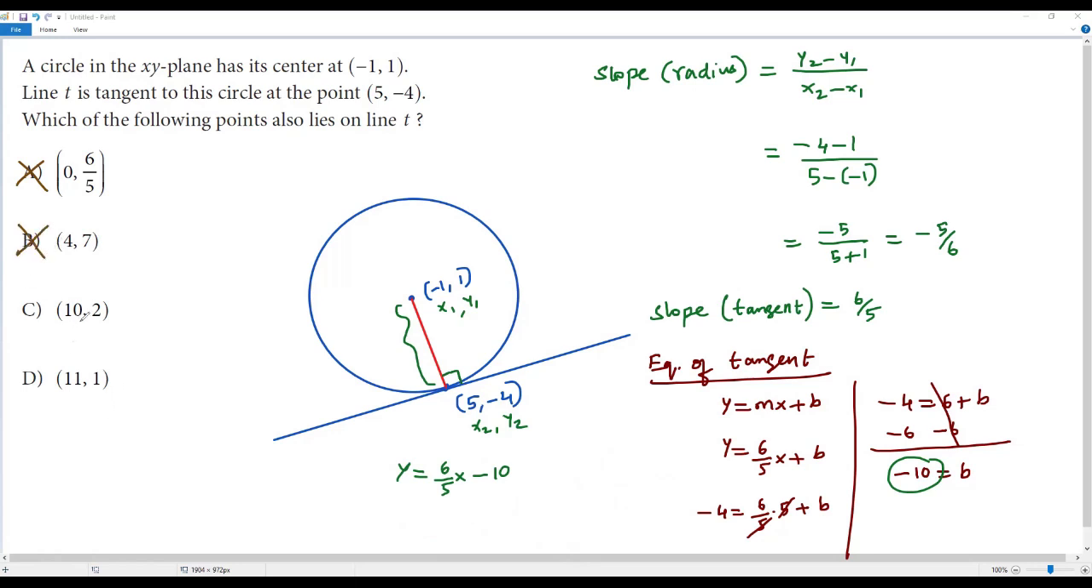Okay, now let's verify the point in answer choice C. Let me plug in the y coordinate 2 for y and the x coordinate 10 for x over here. 5 goes into 5 1 times, 5 goes into 10 2 times. Then we have 2 equals 6 times 2 is 12, minus 10. 2 equals 12 minus 10 is 2. 2 equals 2. It's a true statement. So when I plug this point into the equation of the tangent line, I am getting a true statement. So this point lies on the tangent line T. So the correct answer choice for this question is C.